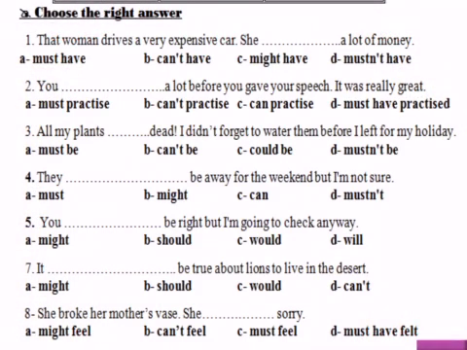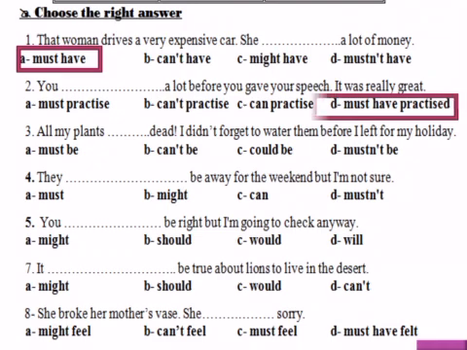Number 1, that woman drives a very expensive car. She blank a lot of money. So here I am sure, she must have a lot of money. Number 2, you blank a lot before you gave your speech. It was really great. So here I am sure, but in the past, so it must have practiced.